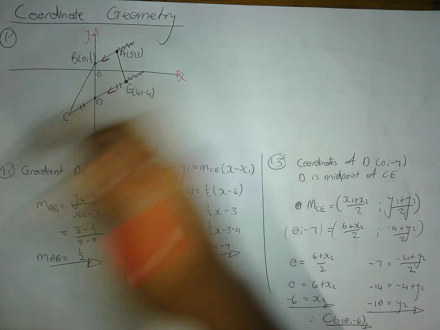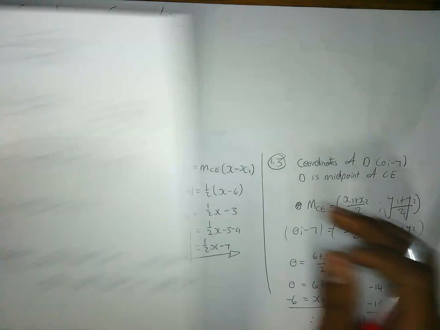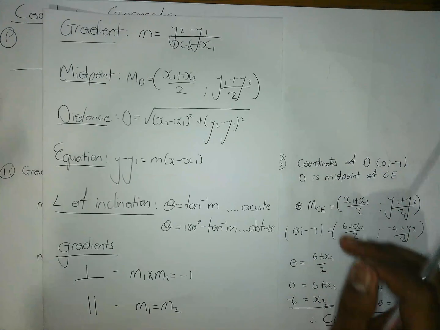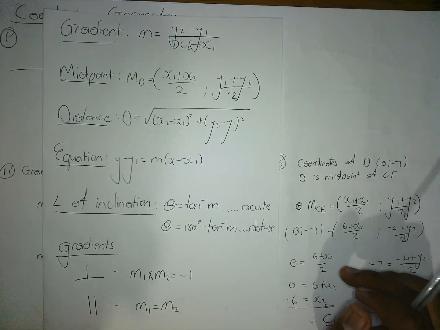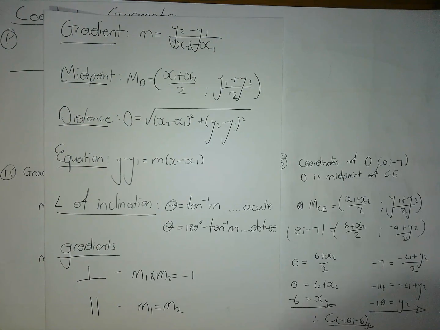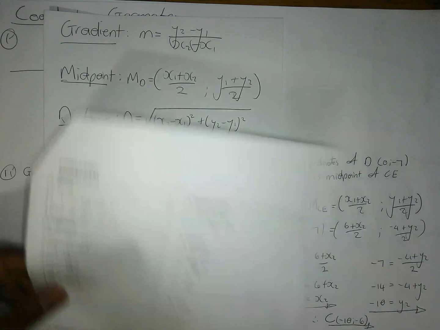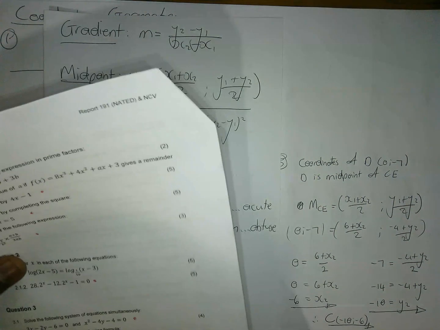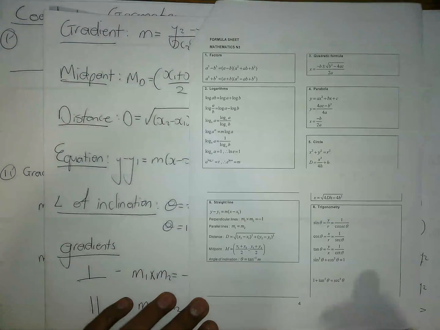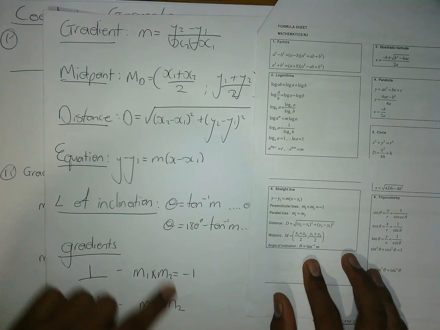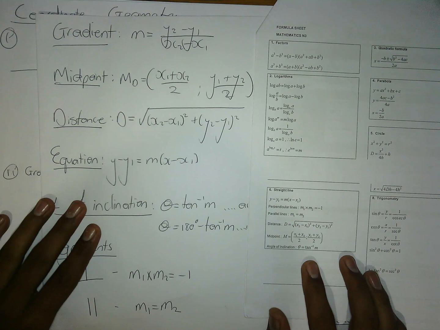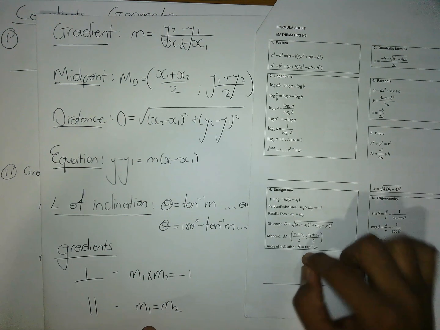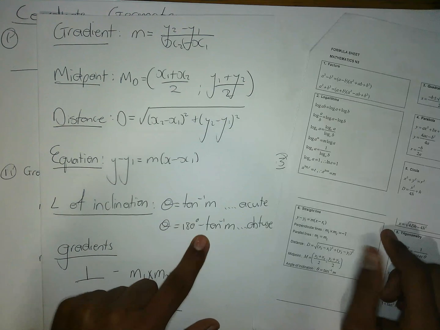So by now, you should know the formula for gradient. And these are all the formulas you know. For me personally, if you know these formulas, you can answer any question of coordinate geometry. It's all over here. Most of it is here. All of it is here except this one here for the obtuse angles.